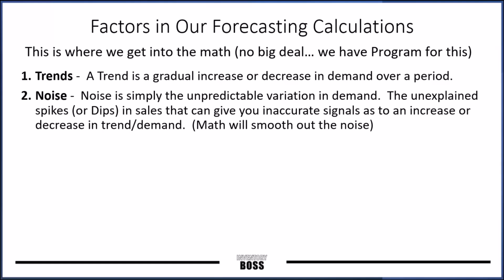Sometimes you have good months, bad months. Doesn't mean that your business is falling apart. It's just noise. It's the unexplained spikes or dips in sales that can give you inaccurate signals as to an increase or decrease in the demand. Now, the math is going to smooth out the noise, and I'm going to show you an image in a minute that's going to make a lot of sense to you for noise cancellation.